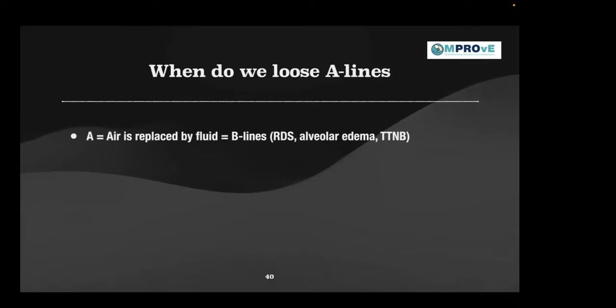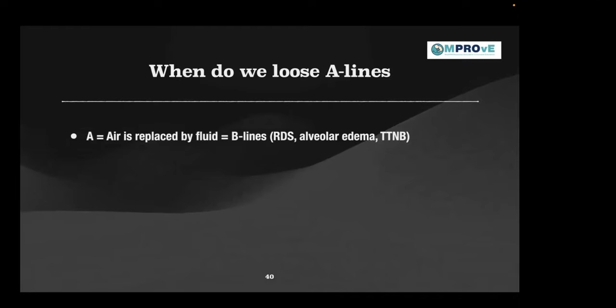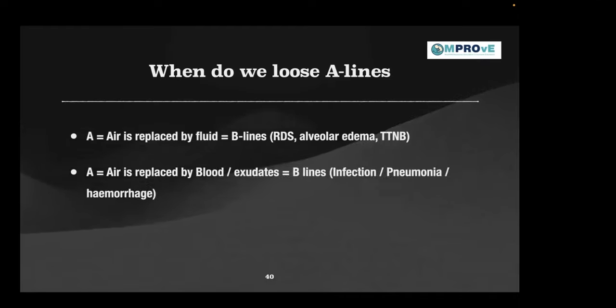When do we lose A lines? When air is replaced by fluids. What kind of pathology? Well, all sorts of pathology. RDS, alveolar edema, transient tachypnea of newborn, bronchopulmonary dysplasia. Anything that replaces air will give you B lines. So that's when you lose A lines. Air is replaced by blood and exudates in diseases like infection, pneumonia, hemorrhage. Again, you lose your A lines.